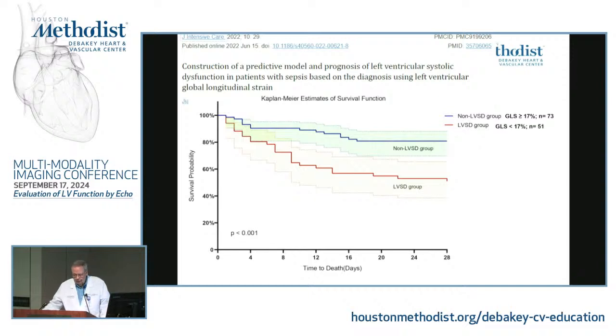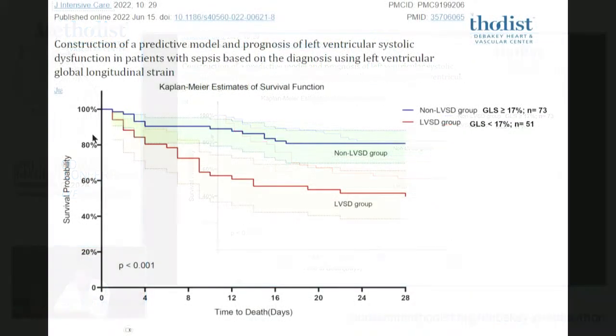Now here we have another interesting paper. This is very recent. This is from about a year or so ago, in sepsis. And using strain and using 17% as a cutoff, okay? This is sepsis patients with preserved GLS, all right? Time to death within 28 days, okay? Survival. And of course, it's a short outcome because it's sepsis. You're talking about what's happening acutely with the patient in the hospital.